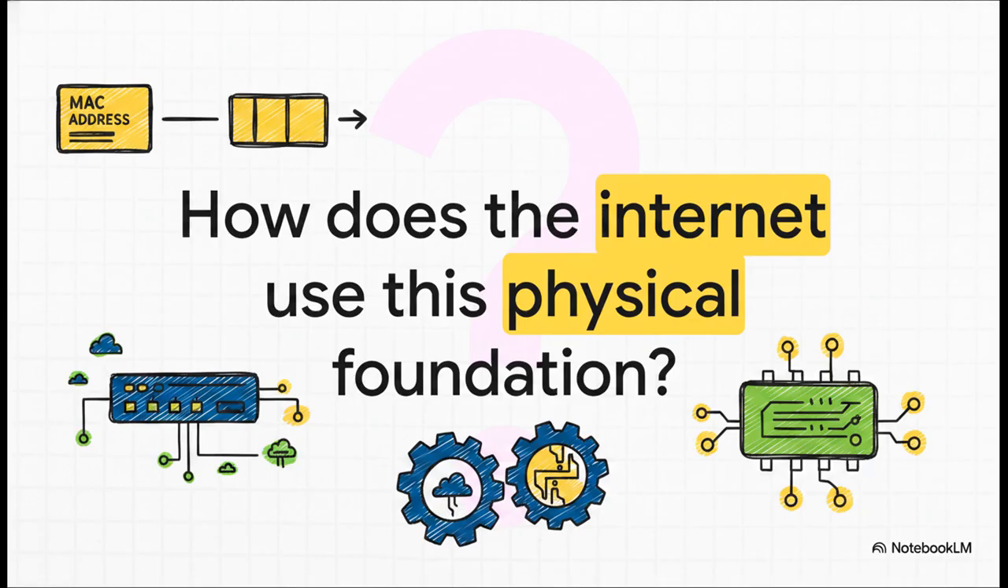We obsess over the cloud and global IP routing, but absolutely all of it depends on this hardware-driven network access layer. Without MAC addresses, frames, and switches turning abstract data into physical signals, the internet as we know it simply wouldn't exist. So keep these foundational concepts fresh in your mind because this is exactly where the digital world crashes into the physical one.